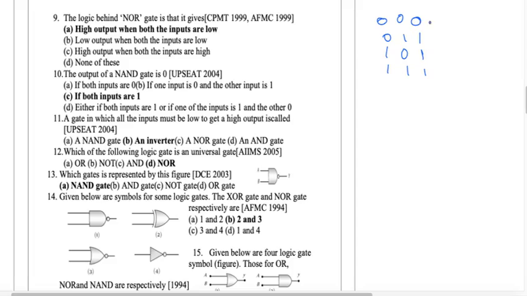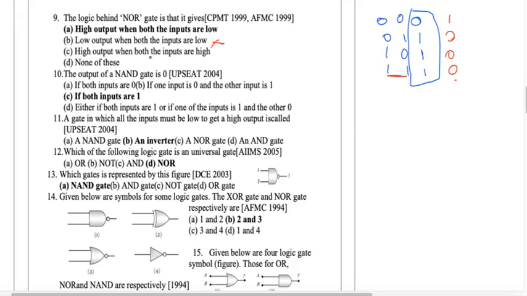And for NOR, the opposite of this: 1 0 0 0. So the second option is low output when both the inputs are low. But in option D, what you have seen in the last row is that both the inputs are high and the output is low. So this option is not valid.